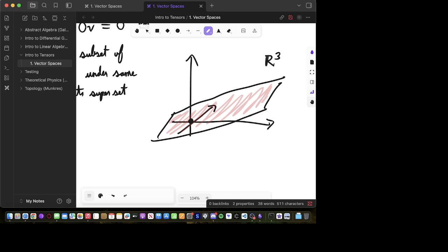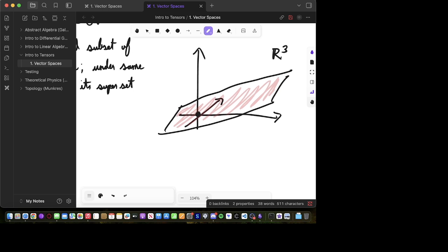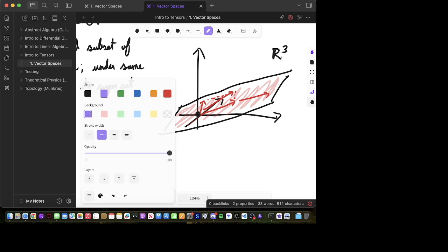And the reason why is because you can verify that all the properties of vectors on this plane, they're a vector space under the same operations as in R3. So maybe we have some arrows here and here. We can define addition on it as well, and then we can define scalar multiplication.